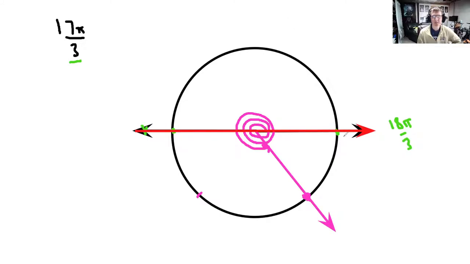What is this angle? It doesn't matter how ugly the original angle was. Now we know this was 17 pi over 3. And I've conveniently left, oh, it's not 45 degrees, I've left this one up.